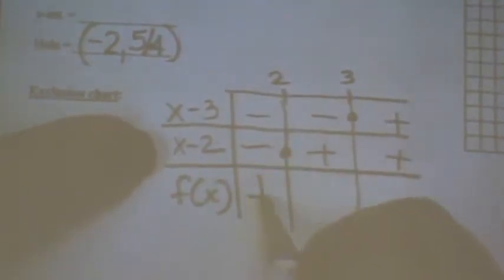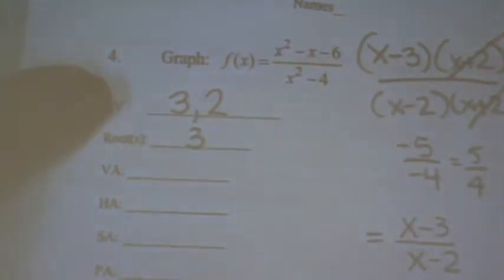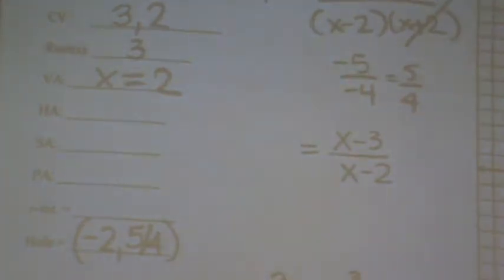Am I going too fast? You guys getting this? So right here, your 0 is at 3. These will be negative and positive, and this one negative, positive. So positive, negative, positive. Let's finish up here. Our root here is going to be at 3. At 3, you're going to put a dot. Your x-intercept is 3. Our vertical asymptote is x equals 2. So at x equals 2, I need a vertical line.